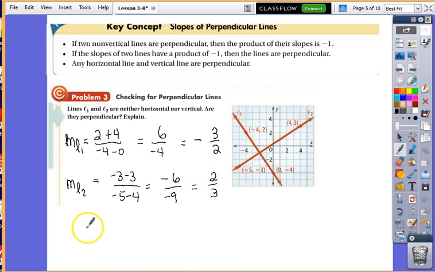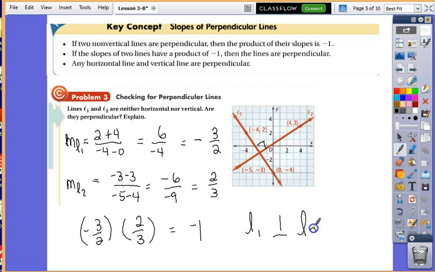So when I go and I multiply -3/2 times 2/3, I get -1 as an answer. That's exactly what I wanted. I wanted these two to be negative reciprocals of each other to decide that these lines are perpendicular. So therefore I can say that L1 is perpendicular to L2. And by the way, the mathematical symbol for perpendicular is like an upside down T.